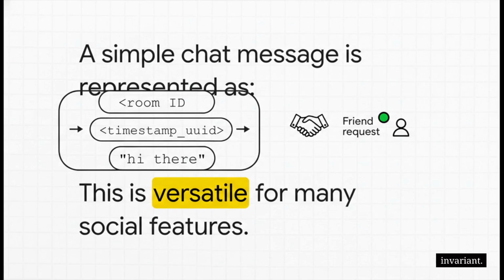So for a chat message, the top-level drawer is the room ID. The folder inside is a unique ID for that specific message, usually based on the time. And then the paper inside that is the message itself, like "Hi there." With this one simple pattern, they can model almost any social feature they can dream up.